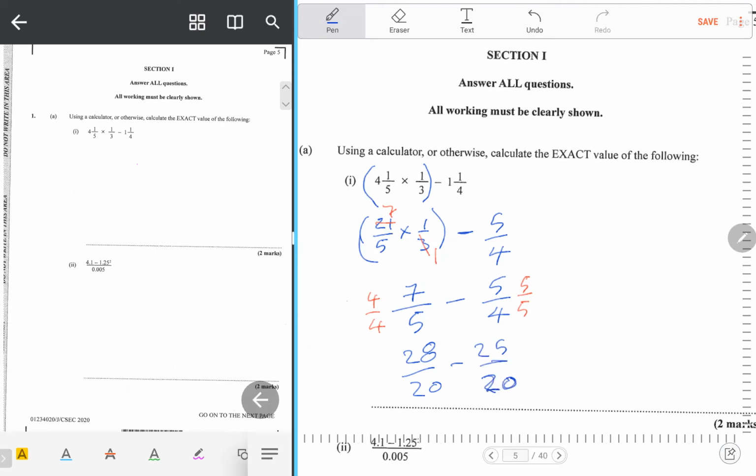The two fractions are what we call related fractions. When they have the same denominator, they are related. So you can just subtract the two, work out the numerator, and put it over the same common denominator. All right? So 28 minus 25 is 3 over a common denominator of 20. And that is it in its exact form. That cannot be simplified any further because 3 is a prime number. All right? So that is that.